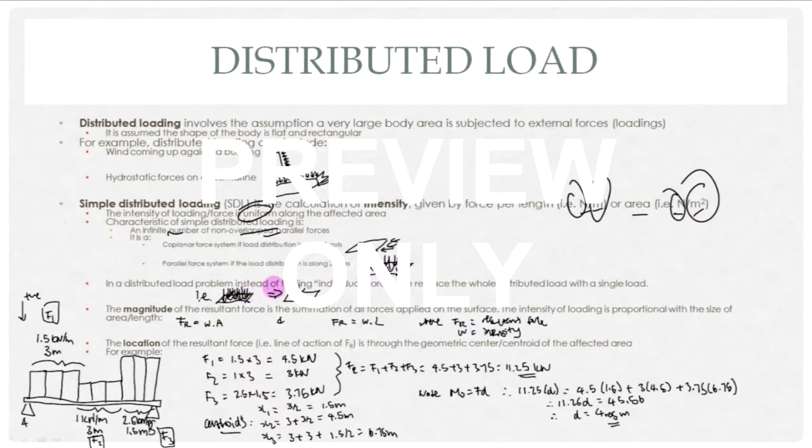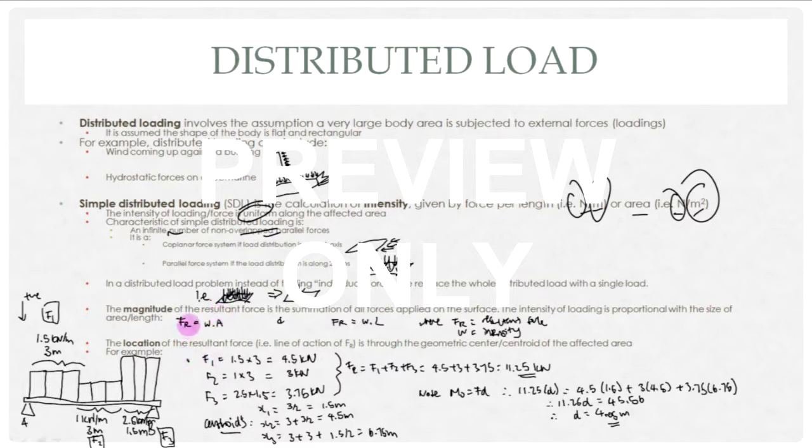Now, in a distributed load problem, instead of finding individual forces, we replace the whole distributed load with a single force. So you can see there are infinitely many that are non-overlapping, non-crossing, parallel forces, and we replace them with one like that. It's going to be at the center point of all of that. The magnitude of the resultant force is a summation of all forces applied on the surface. The intensity of loading is proportional to the size of the area or length.